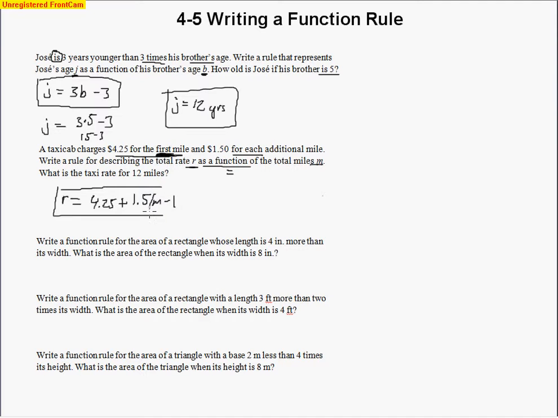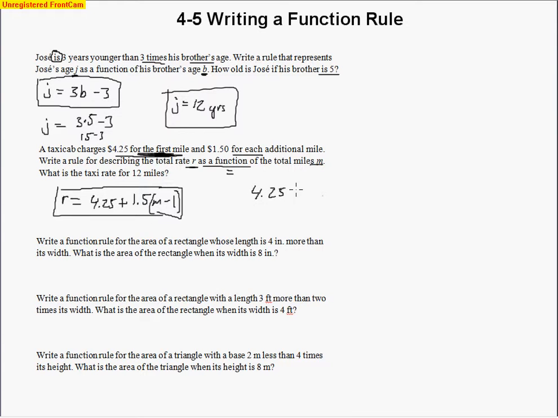The reason I'm doing that is because, as I was reading this, I read a little bit too quickly, and I thought it was just a $4.25 charge without any mileage, but it says for the first mile. So after each additional mile, he's going to pay that $1.50. So we've got to take away that first mile from how many miles total he ends up driving. Now we modified the formula correctly, and let's go ahead and substitute to find the rate.